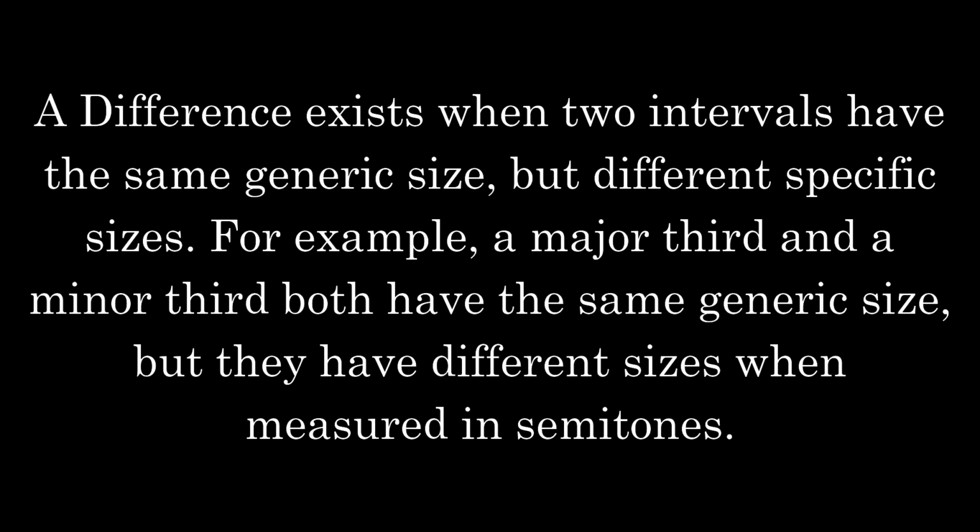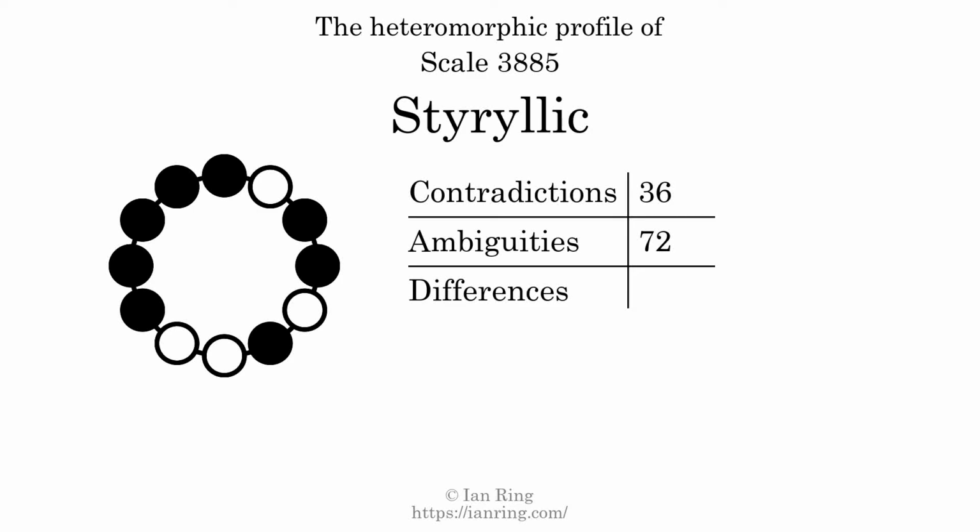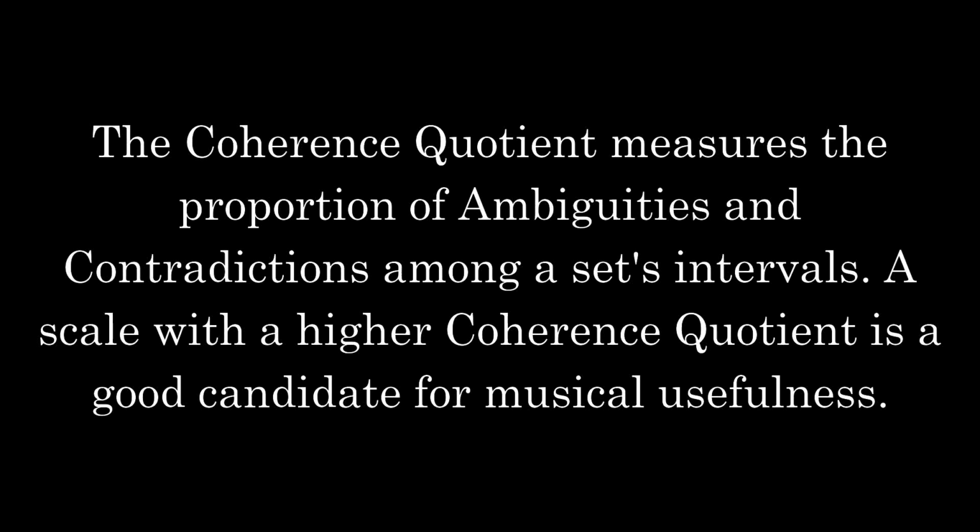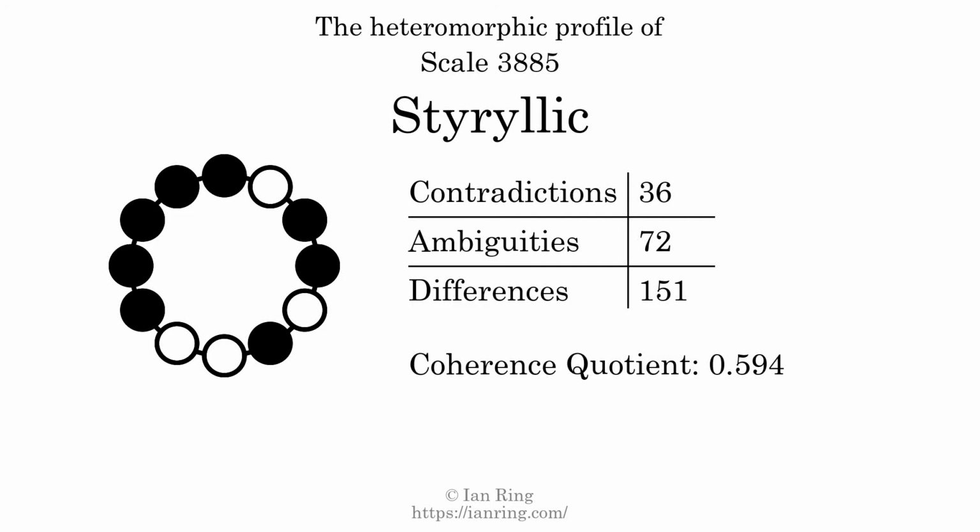A difference exists when 2 intervals have the same generic size, but different specific sizes. For example, a major third and a minor third both have the same generic size, but they have different sizes when measured in semitones. The number of differences in this scale is 151. The coherence quotient measures the proportion of ambiguities and contradictions among a set's intervals. A scale with a higher coherence quotient is a good candidate for musical usefulness. The coherence quotient is 0.594.